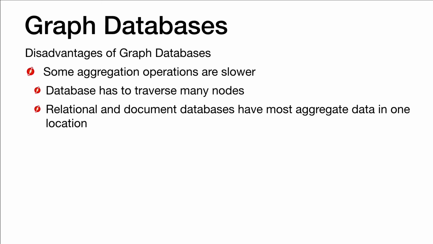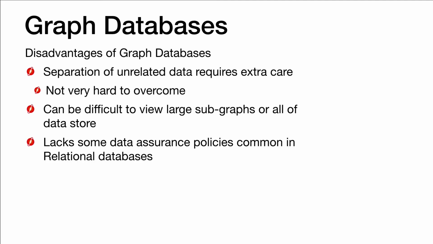So what are some of the disadvantages? Compared to relational databases and even document databases, some aggregation operations are slower, such as summing a column in a table. Also, separation of unrelated data requires extra care. But this is not very hard to overcome. There are some solutions. Either have a separate database for each, or you can place it in the same database and the nodes just will not be connected. Although if the database has a lot of nodes, it may benefit to create another database so that the database will not have to traverse all the nodes.